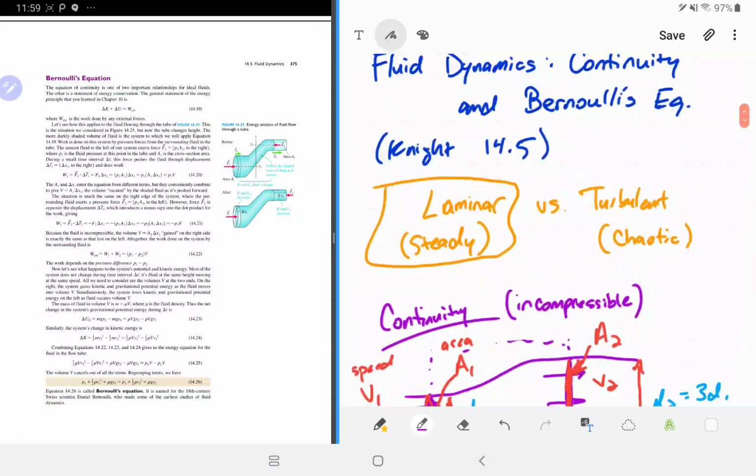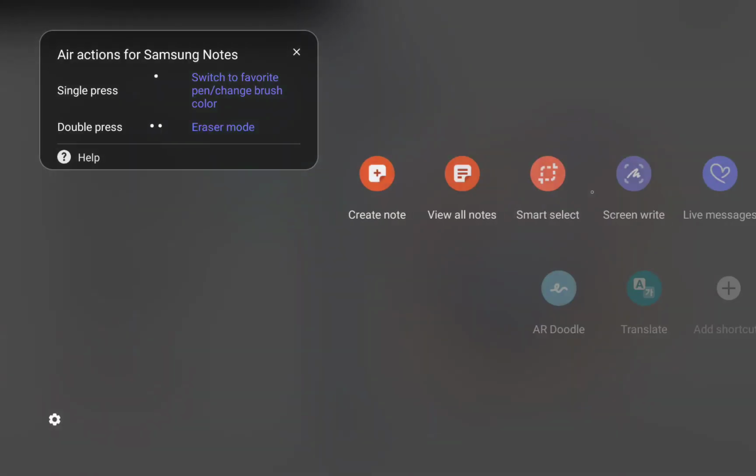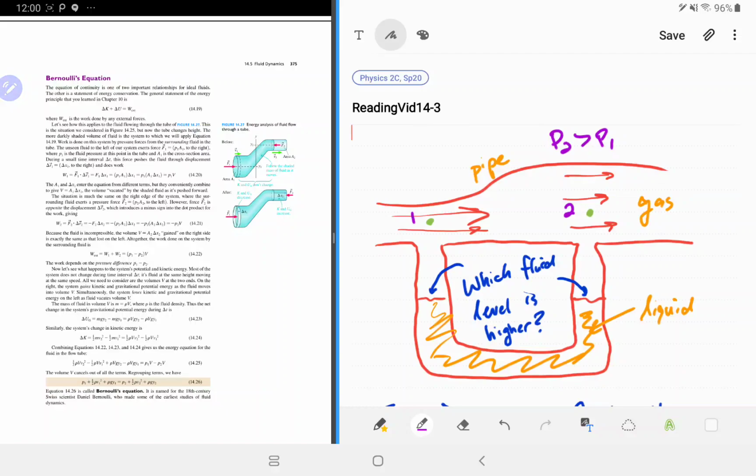Okay. Now, back to this original problem. So if we look at point 2 here and point 1, the pressure at point 2 is greater than the pressure at point 1. Now, because this is a gas, remember a gas has such a low density that the change in pressure is not very much when we go up or down the gas. If we're just looking at a meter or so, it doesn't change very much.